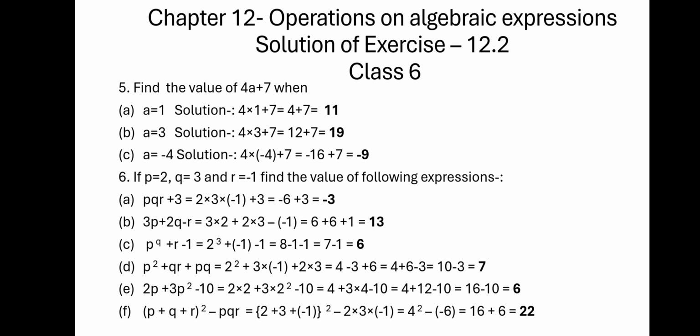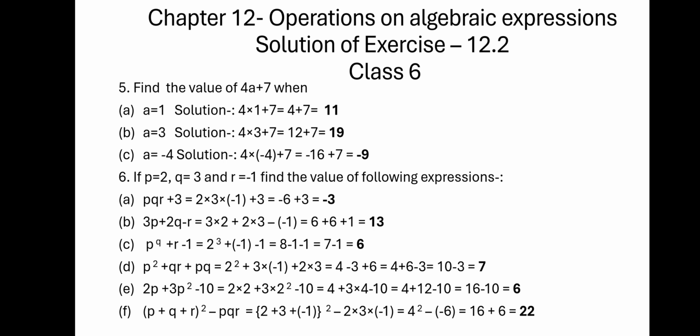E question. 2P plus 3P square minus 10, that is 2 into 2 plus 3 into 2 square, because P square means 2 square, and minus 10. So first is 2 into 2 is 4, 3 into 4 is 12, 4 plus 12 minus 10 is 16 minus 10, that is 6.